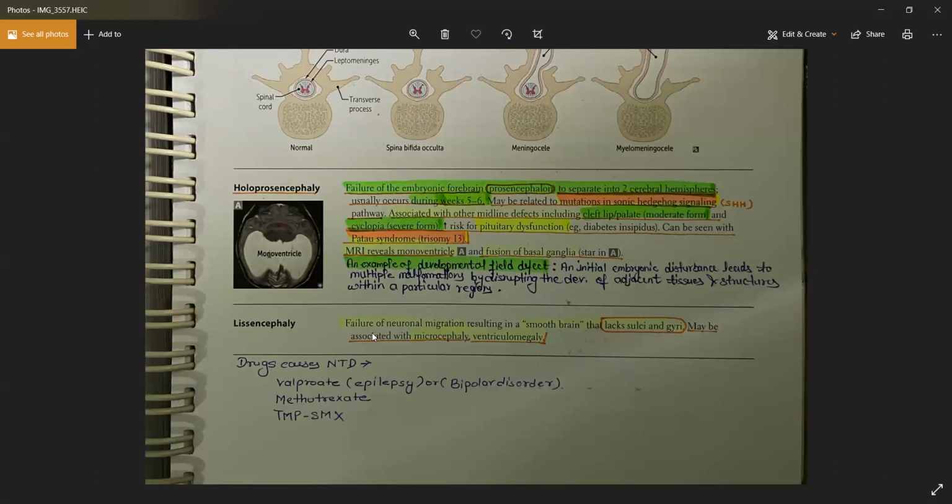It happens because of a failure of neural migration. It is associated with microcephaly and ventriculomegaly. So whenever you encounter a patient and on the MRI you see just a very smooth brain without any sulci and gyri, that means the patient has lissencephaly. Very important. And these are the drugs that cause neural tube defects: valproate can cause it, methotrexate can cause it, trimethoprim can cause it, pyrimethamine can cause it.